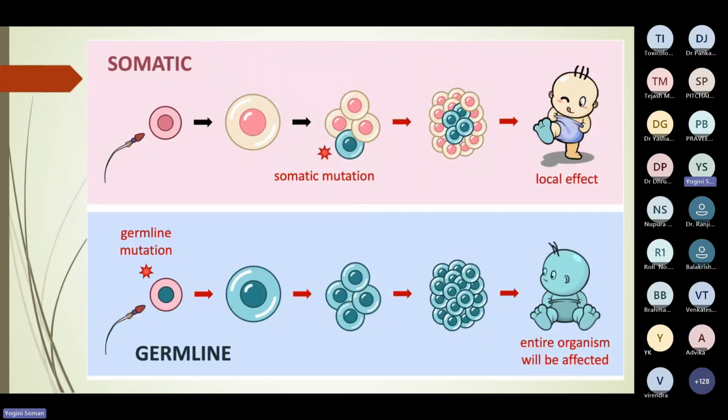So this is a classic example of somatic and germ-line mutation. It gives a local effect for somatic mutation, and for germ-line mutation, the entire organism will be affected.